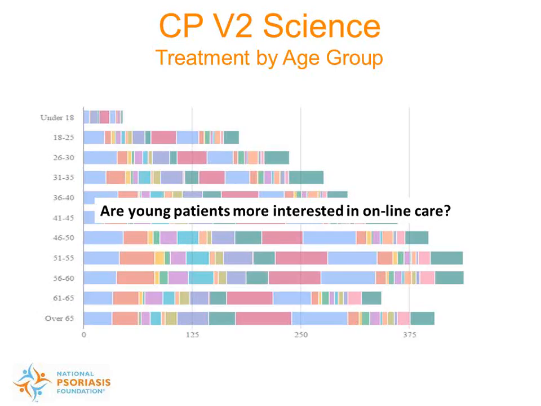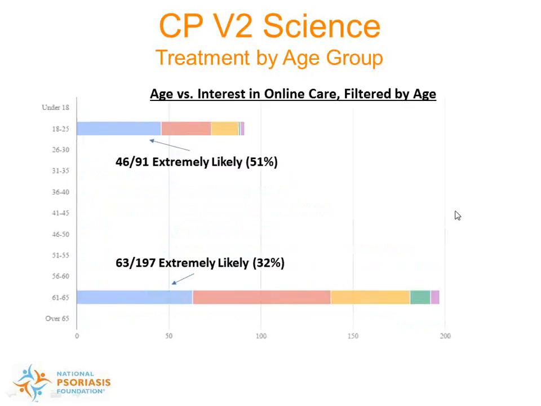You can ask that question by applying a filter using the different functionality of the site, and find that younger people are more computer savvy and more comfortable with it, versus especially older people. Right, exactly. So that's kind of what falls out here. You find that 51% of people in the age group 18 to 25 are extremely likely to take advantage of online care, versus about 30% of people in the age group 61 to 65. So just the kind of thing you can start to explore.